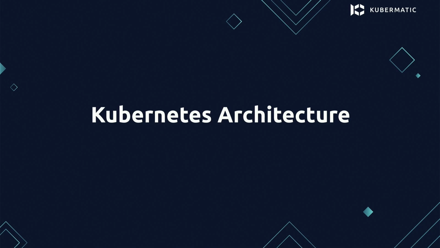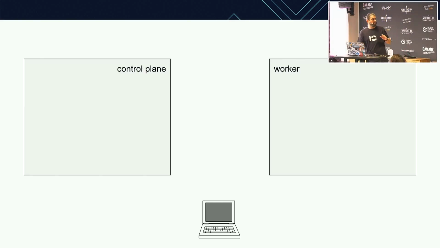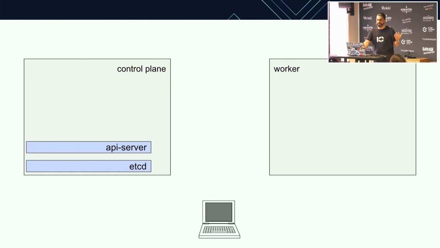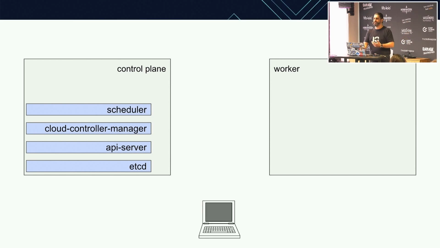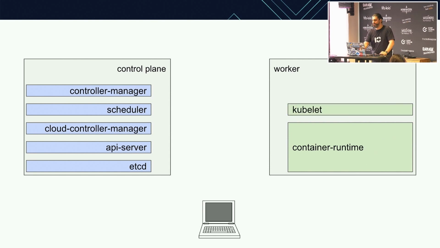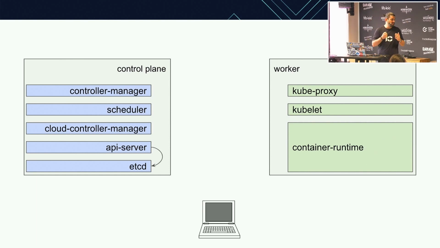I will quickly talk about Kubernetes architecture to be on the same page. I know you all know about it. But we have the control plane and the worker nodes. On the control plane side, we have etcd, API server, cloud controller manager, scheduler, and controller manager for other stuff. And on the worker side, we have the container runtime, kubelet, and kubeproxy. The API server is the only component talking to etcd. etcd is our database for all configuration. And the other control plane components talk to the API server to access the data on etcd.